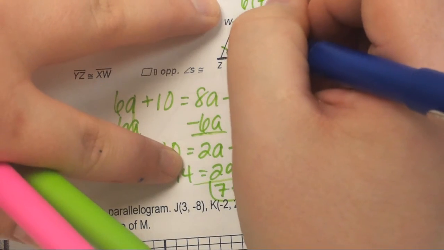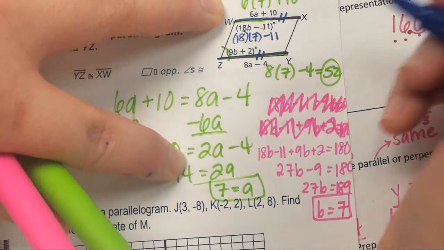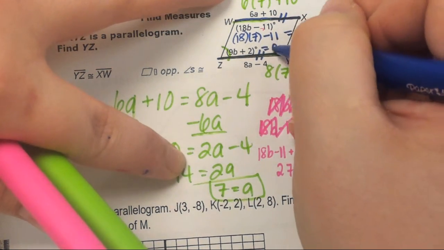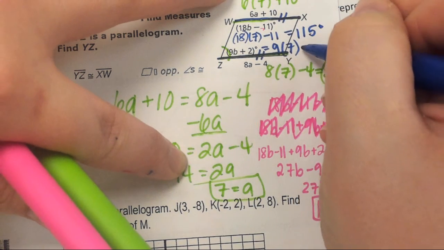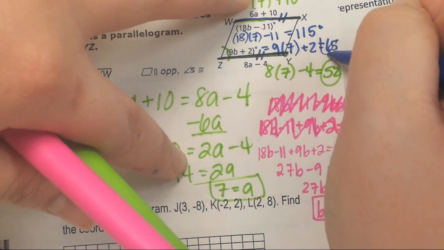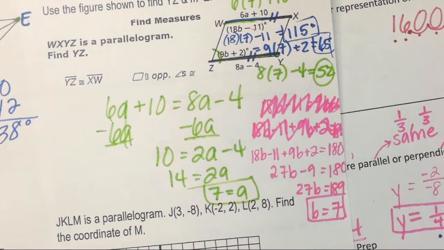plug in 7 for B, so 18 times 7 minus 11, and I would get 115. And if I plug in 7, again, 63 plus 2 is 65. And I know I'm right because, like Harrison said, 115 plus 65 actually does add up to 180, so those two angles really were supplementary. I never said parallelograms were exciting, but if you know the three things, you can do any problem.